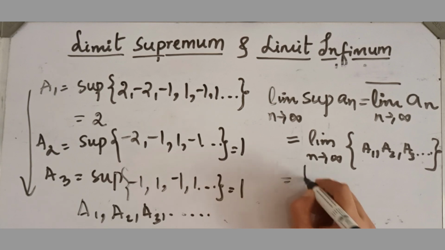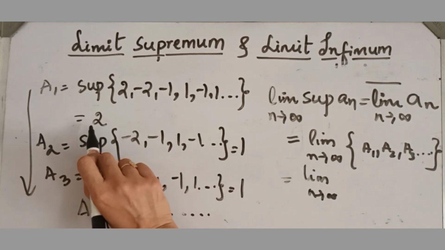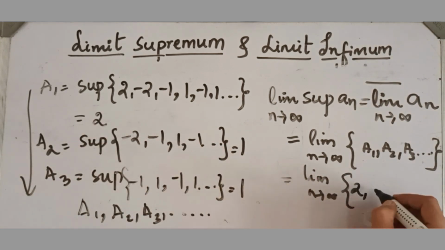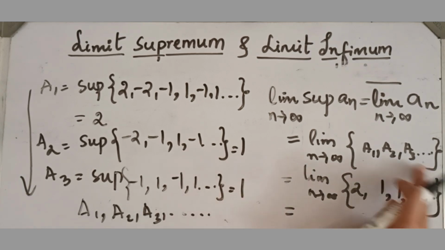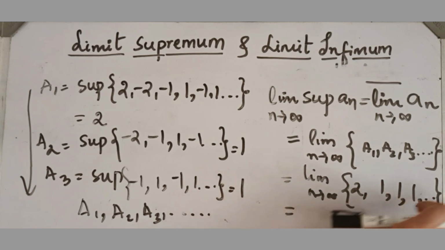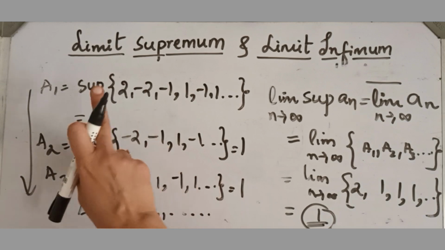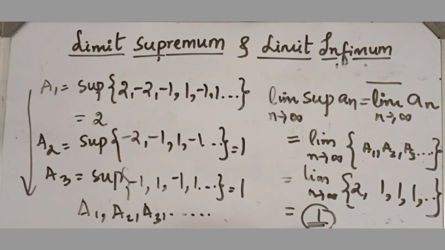So limit n tends to infinity. How will you write the general term of this sequence? That is, this is 2, 1, 1, 1 and so on. So the limiting value of this sequence, though it has 2 here, when you go towards infinity, it is having 1. Therefore, the limit supremum of this sequence is 1. Whereas the supremum of this given sequence is 2, but the limit supremum is 1.